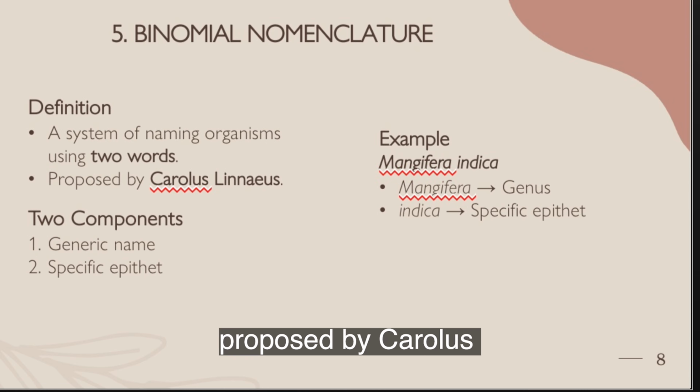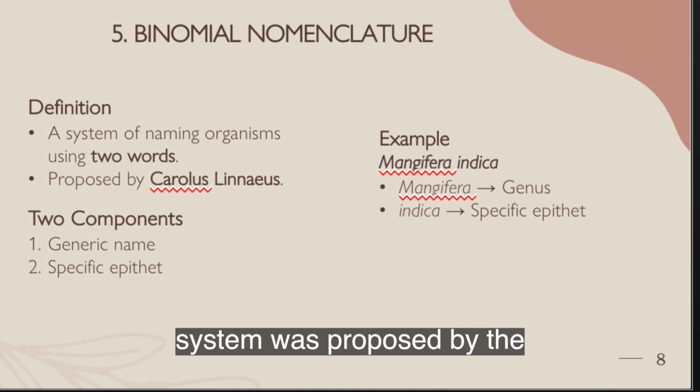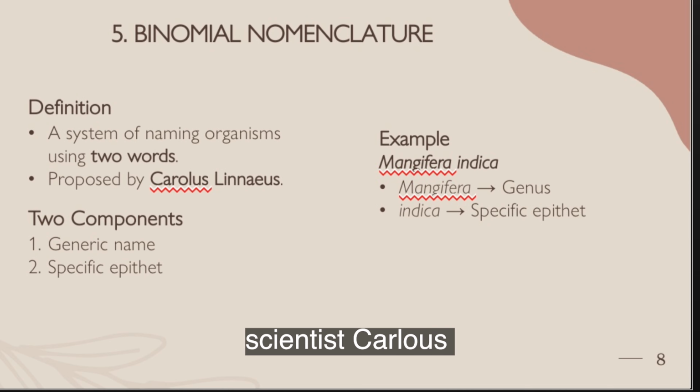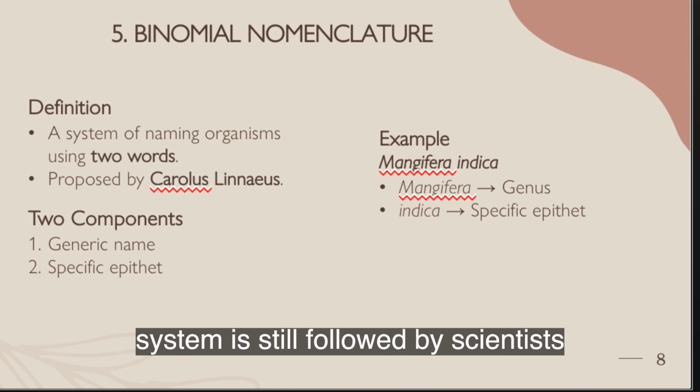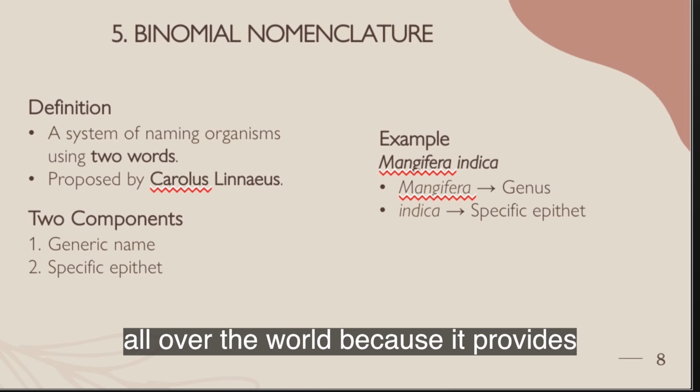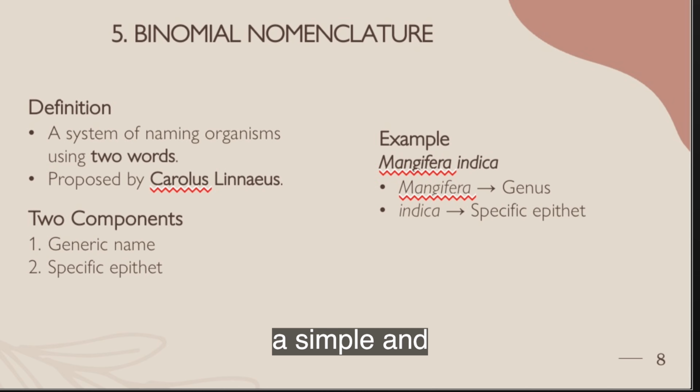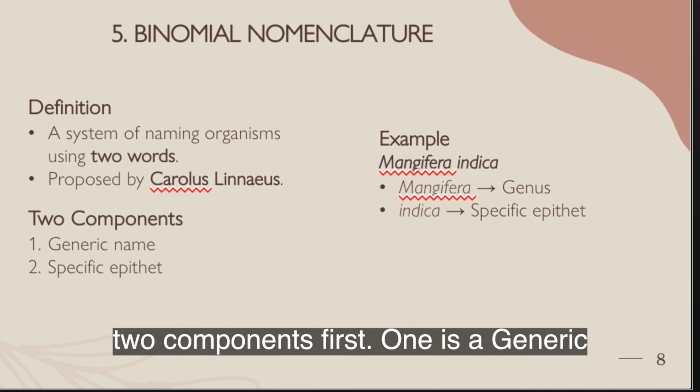Proposed by Carolus Linnaeus. This system was proposed by the famous Swedish scientist Carolus Linnaeus, who is known as the father of taxonomy. His system is still followed by scientists all over the world because it provides a simple and standardized method of naming organisms. It has two components.